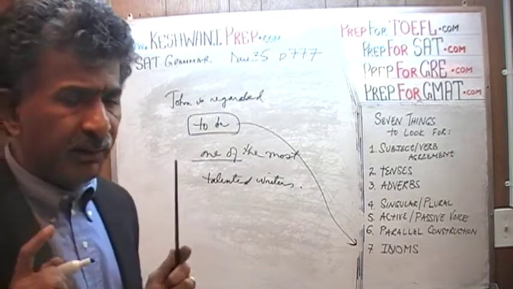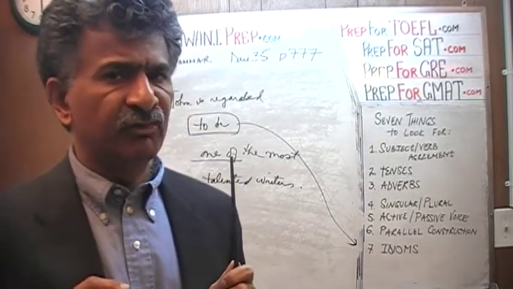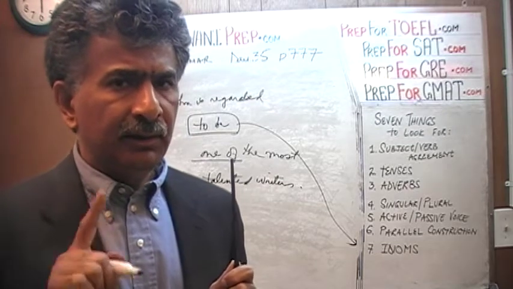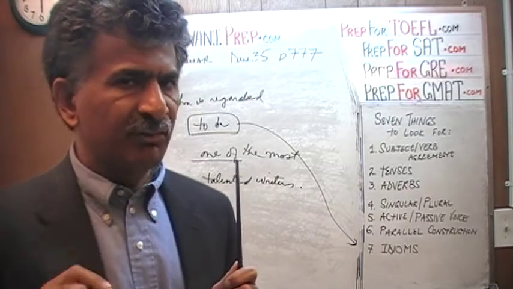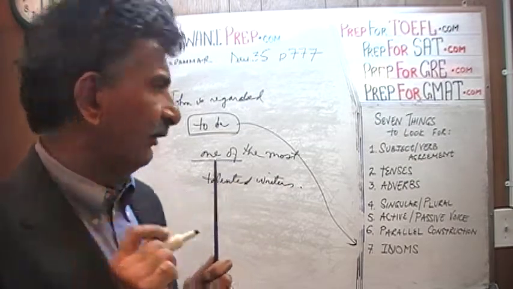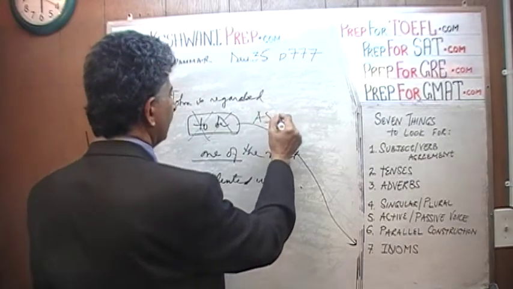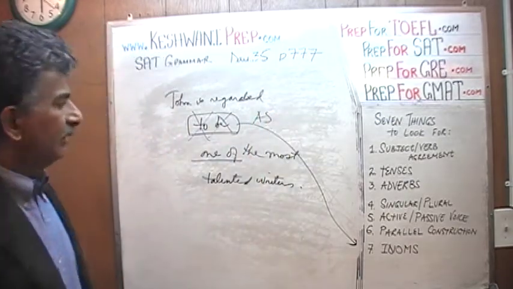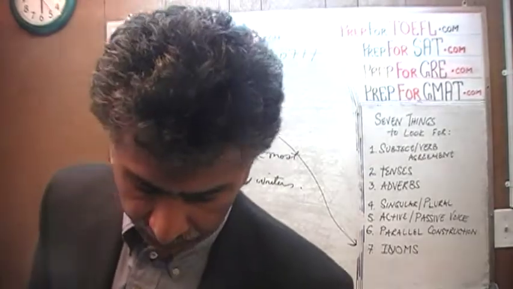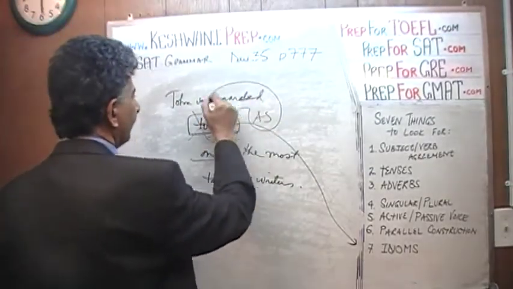Now, if you're a native speaker, which most of you are, listen to your ears as you speak. What do you expect to hear next? What's the next word that you expect to hear if I tell you that John is regarded as, not to be, John is regarded as one of the most talented writer. John is regarded as, not to be. The idiom is regarded as.